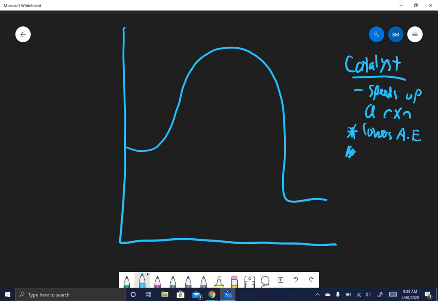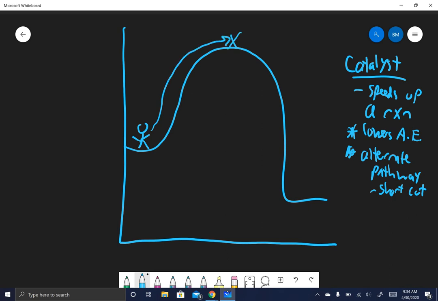It provides another pathway, an alternate pathway. What does that mean? It's like a shortcut. So if we're standing here and we take the normal path up to the top, where reactions and collisions occur, and we continue on to make products, a catalyst actually does this. So a catalyst comes in here.